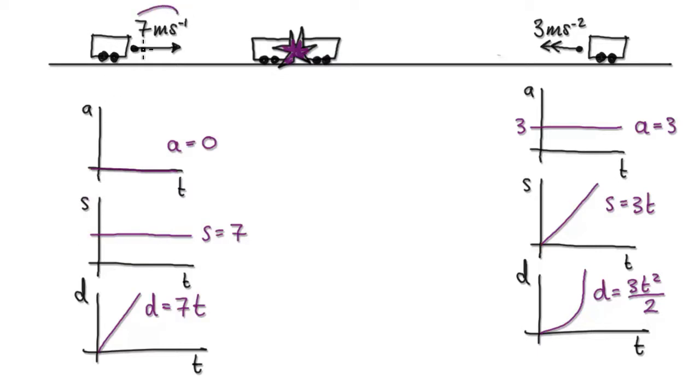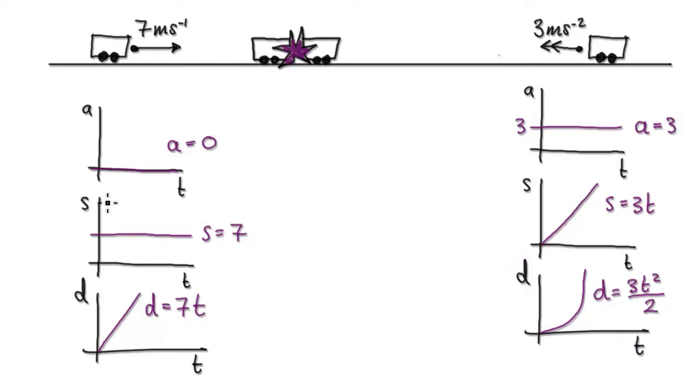The distance time graph for this car will look like this, and then for this car, the acceleration will be 3. That means the speed will be 3t, and the distance time graph is a quadratic, because you've got t squared here. Now the hard part is to come up with an equation to describe the precise point at which the two cars will crash.